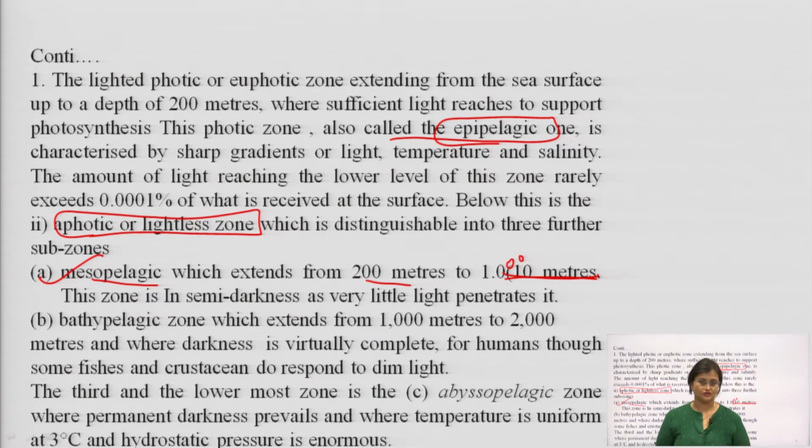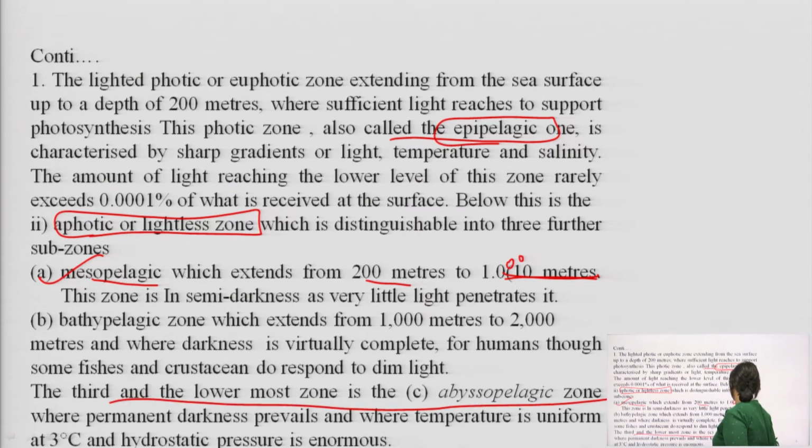The third zone, or the lowermost zone, is the Abyssopelagic zone. Here permanent darkness prevails. Temperature is uniform at 3 degrees and hydrostatic pressure here is enormous.